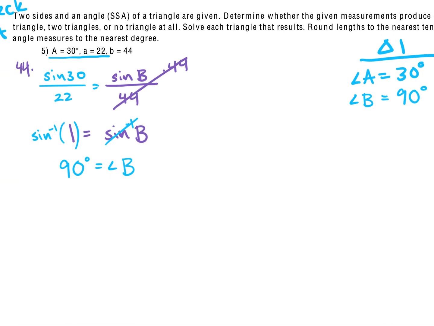Let's finish finding everything for our first triangle, then we can worry about if we have a second triangle or not. How do we find angle C? Subtract from 180. So 180 minus 30 minus 90, we get 60. So angle C is 60 degrees.